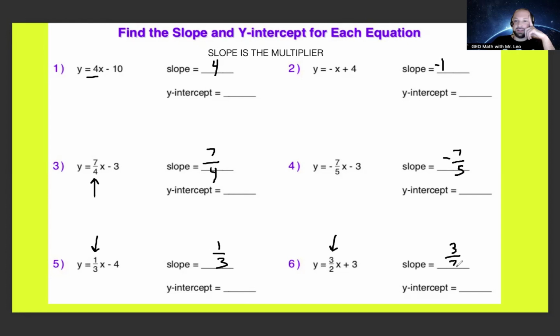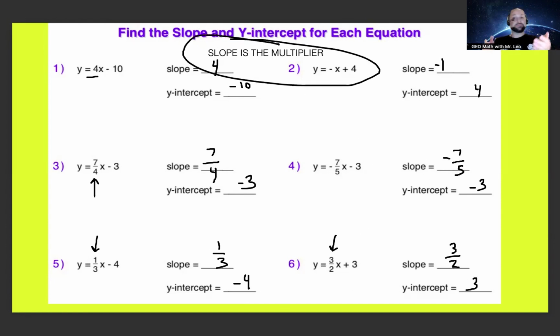Slope is the multiplier. If they give you the equation, it's so easy. The y-intercept in these cases is just the other value, the constant. You just got to keep in mind if it's negative. So I'm just writing the information. This y-intercept is -10. This one's -3. You see what I'm doing? This one's -4. This one's 4. This one's -3. This one's +3. I'm just pulling the information out. But again, the slope is the multiplier. All right. Feel free to pause this and take a look if you need more time, but I'm going to keep on moving.